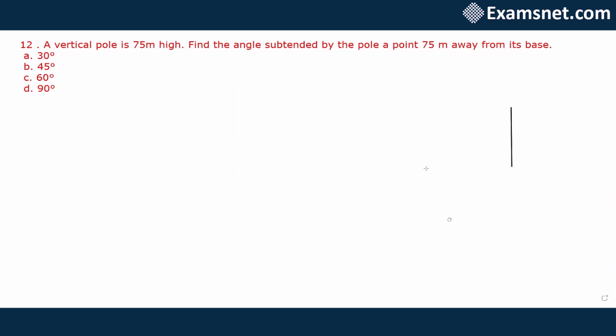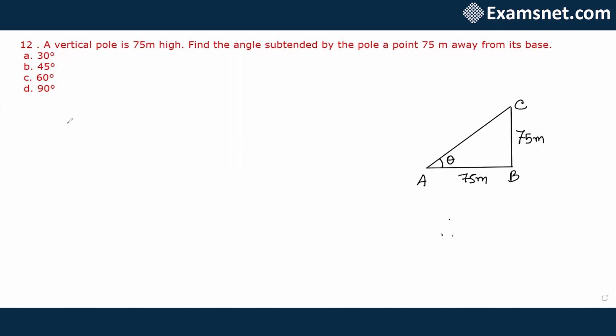Next, there is a point 75 meter away from it, at where the angle of elevation we are required to find. Let's join to the top of the vertical pole. Now we can name them as A, B, C. Here BC is the vertical pole which is 75 meter high, and this is the distance from the base of the pole and that point, another 75 meter, and we can assume that the angle of elevation as theta.